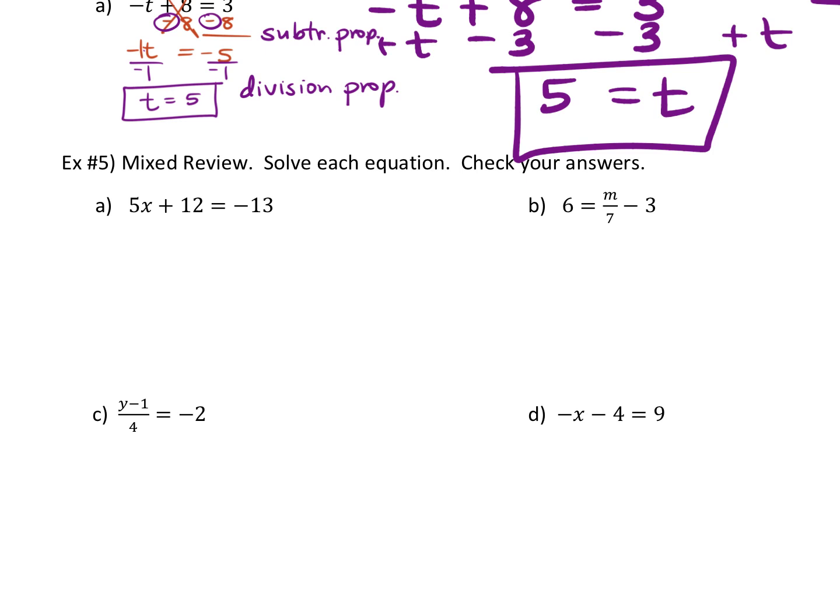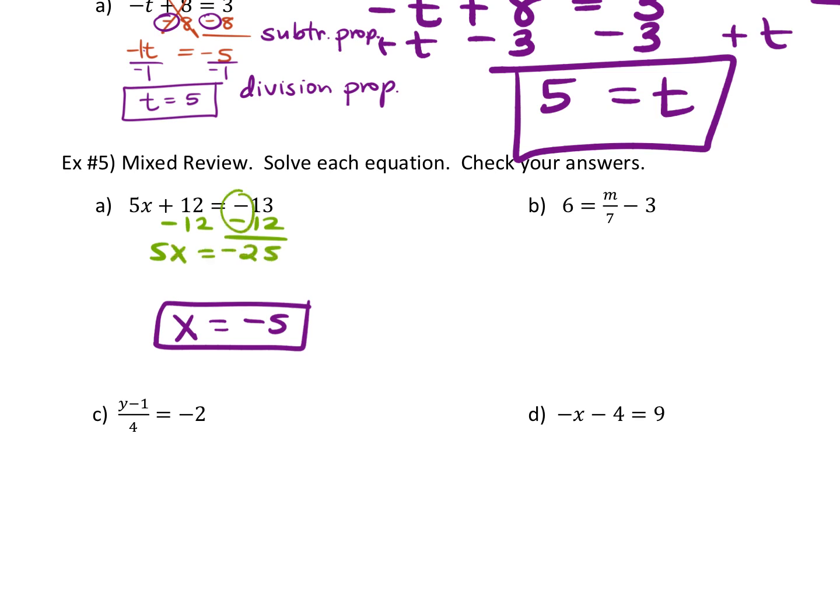What did you get for letter A? What's your final answer? x equals -5. Anybody else get x equals -5? Yes, let me show you how. What did you do for your first step? I minus 12 on both sides. Yes, take away 12. So you get 5x equals -25. Please be really careful with negatives. That's where all the mistakes happen, okay? Pay attention to negatives. Divide by 5, you get x equals -5, okay?